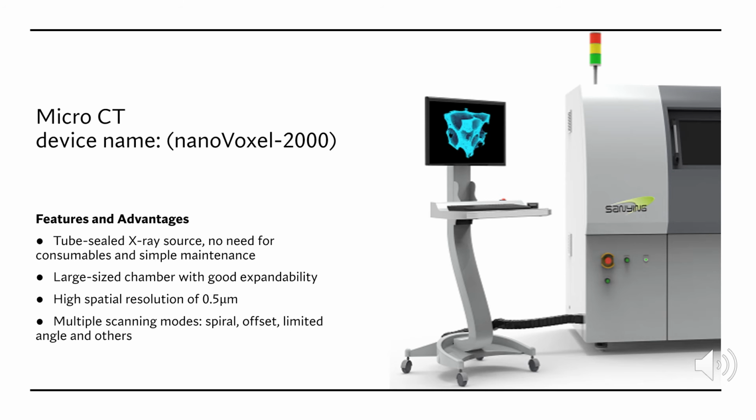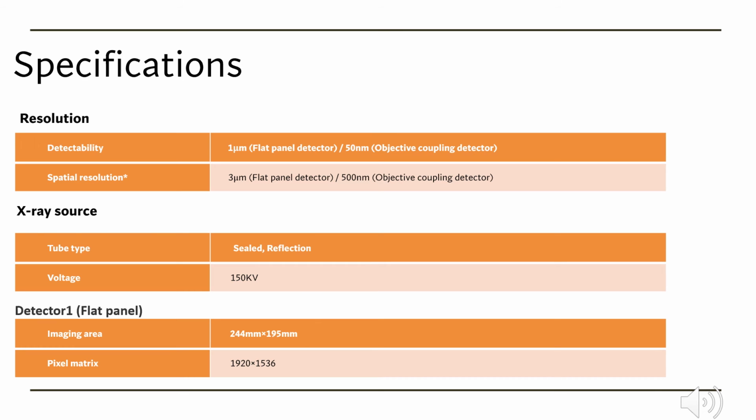We're going to see the specification down here. For the specification of the device, in this slide we're going to see the resolution, X-ray source, and detector, and in the other slide we're going to see the sample and the equipment. The stability is 1 micrometer. Flat panel detector, 50 nanometer objective coupling detector, and this spatial resolution is 3 micrometer.